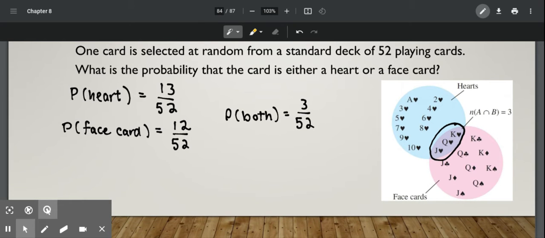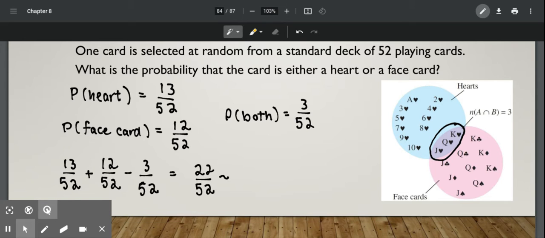So if we wanted to find the probability of a heart or a face card, we would take the probability of the heart, 13 over 52, plus the probability of the face card, 12 over 52. But then we have to subtract the overlap, so subtract the 3 over 52. If you do that, you get 22 over 52. Or if you were looking for a decimal, we would say about 0.423.